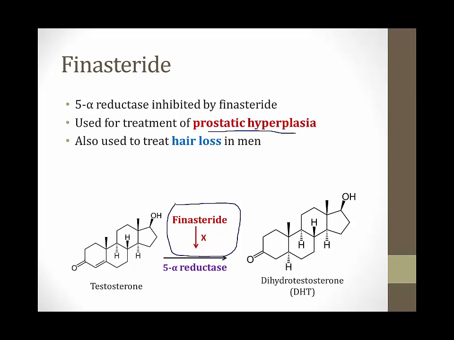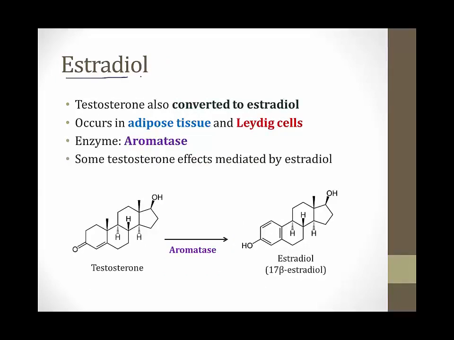I talk about in the prostate video in the reproductive section. But benign prostatic hyperplasia is driven by DHT, so if you inhibit 5-alpha reductase, you limit the amount of prostatic hyperplasia. This drug is also used in the treatment of hair loss in men, and we'll talk about that later in this video. Testosterone can also be converted to estradiol.